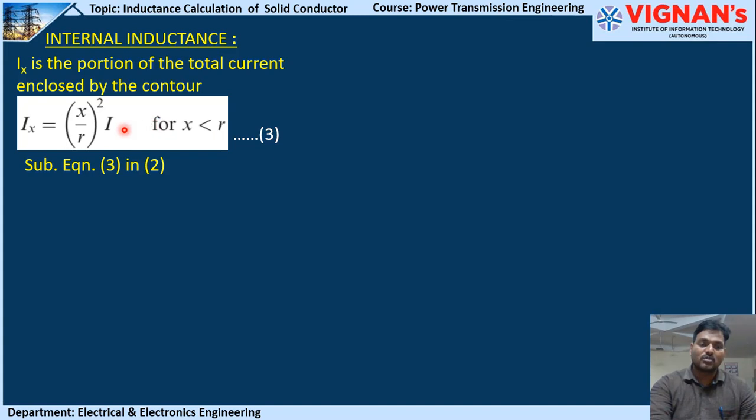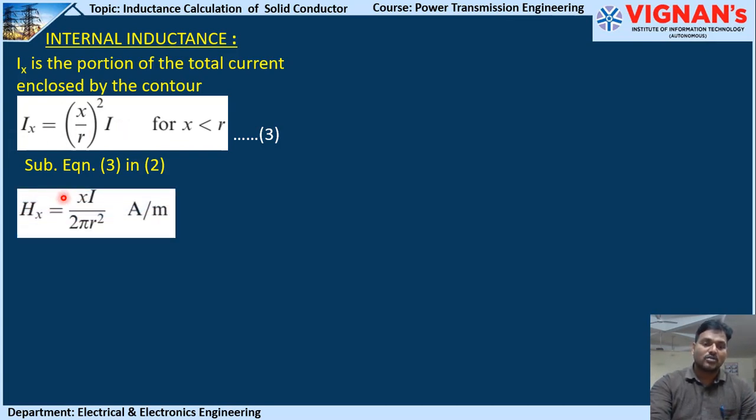Now substitute equation number 3 in equation number 2, that is Hx is equal to Ix by 2 pi x. There you substitute the value of Ix. You get Hx is equal to x into I by 2 pi r square ampere per meter. This is the magnetic field intensity inside the conductor, which is given by equation number 4. Now the next step is to find the magnetic flux density.